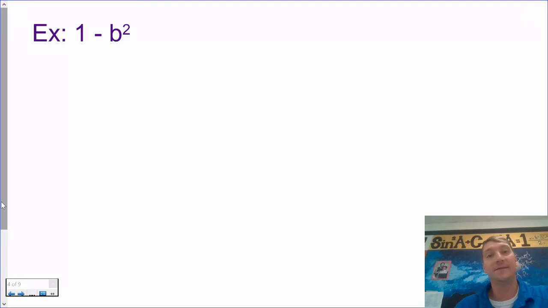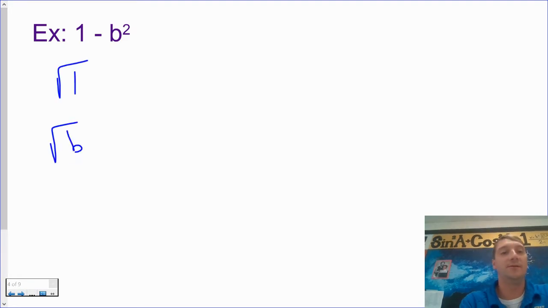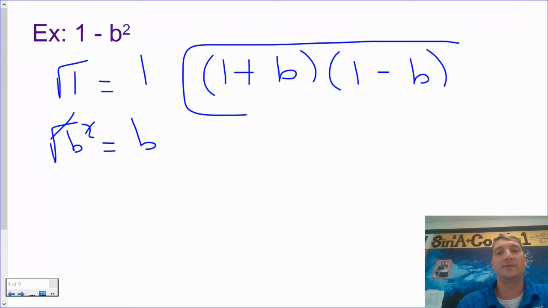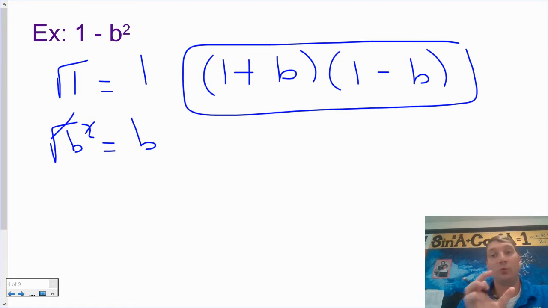You're mainly looking for a lot of perfect squares. Take the square root of 1, take the square root of b squared. So the square root of 1 is just 1. That square and square root cancel, that just leaves me b. So when I go to my pattern, I got 1 first, that's going to go first. I got b second, that's going to go second. And as long as I have a plus between one and a minus between the other, I'm done. If you had 1 minus b and then 1 plus b, that's 100% fine too.